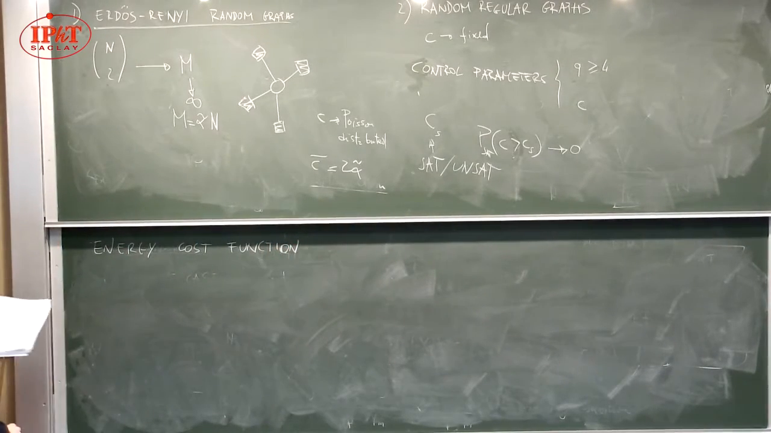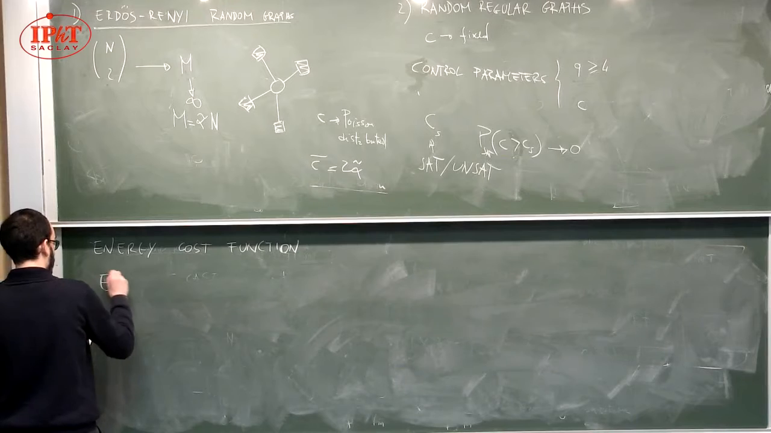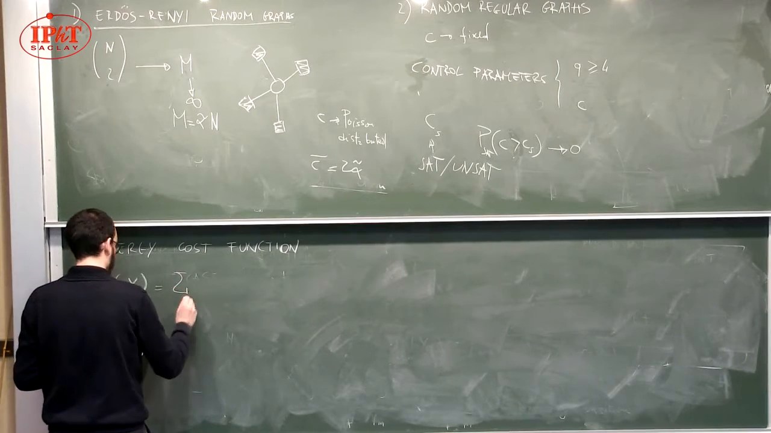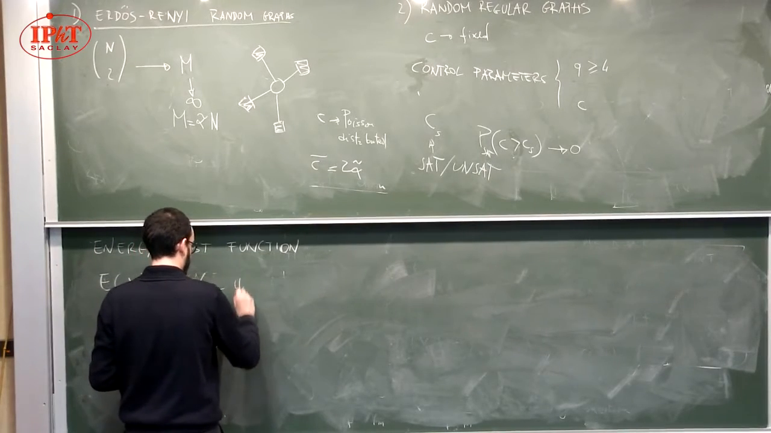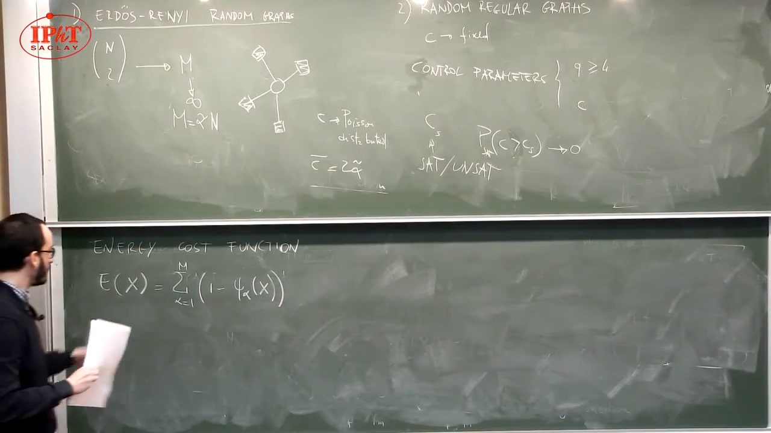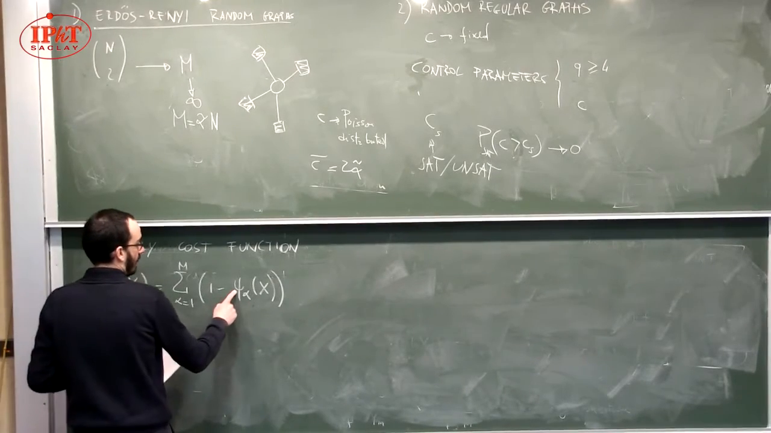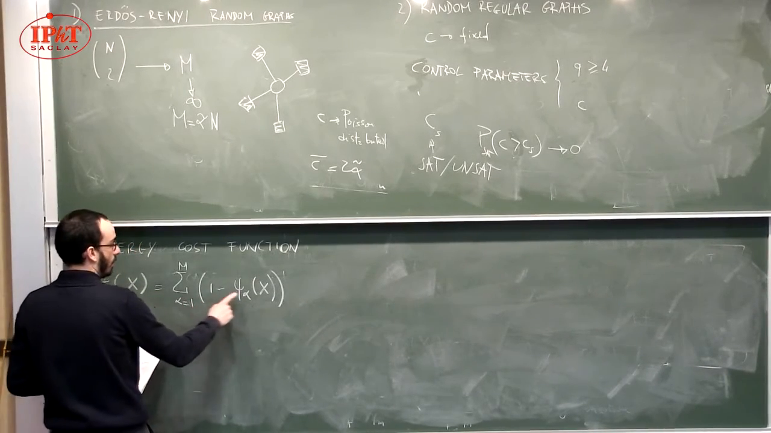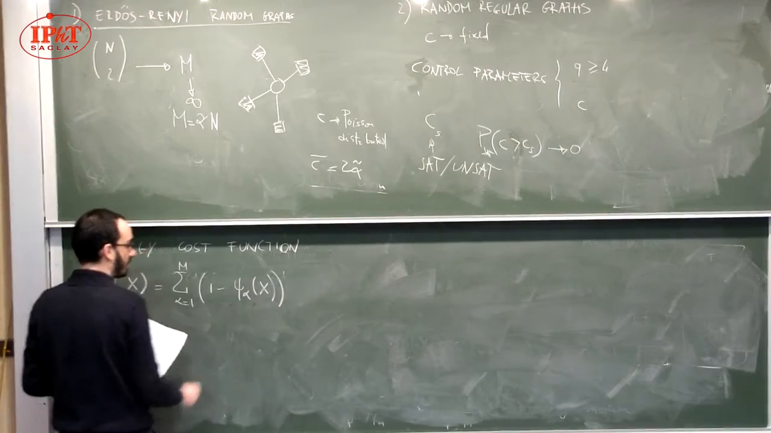So in order to study this problem, you can define an energy cost function. Given a configuration x, you define the sum over all the constraints. What this is doing is that it is just counting the number of unsatisfied constraints, because if a constraint is satisfied, psi alpha is equal to 1 and you get 0. Whenever you have an unsatisfied constraint, this is 1. So this is just counting the number of unsatisfied constraints.